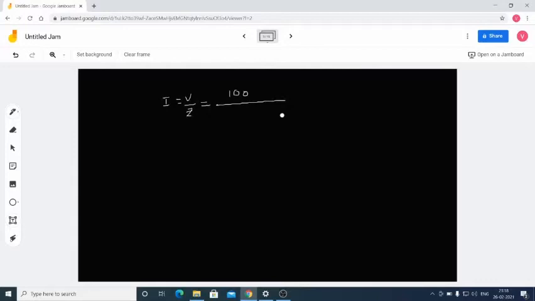Then what is the value of L? It is 40 milli, that means 10 power minus 3. We will get the value of the voltage across the inductance as 40 ohms. Okay.